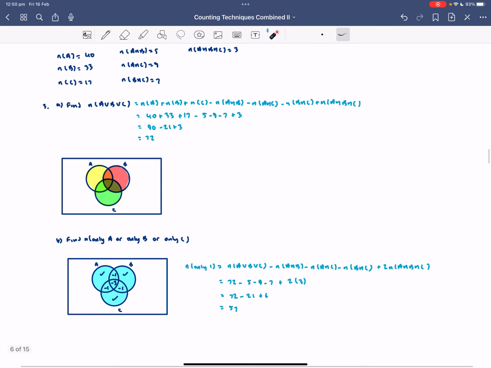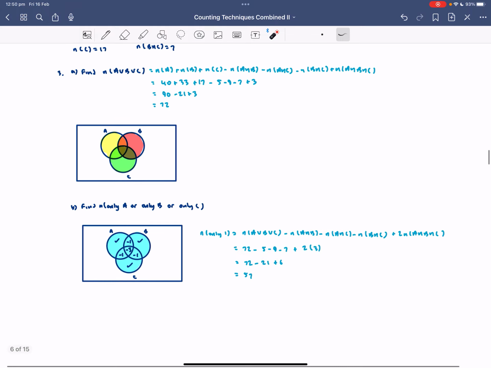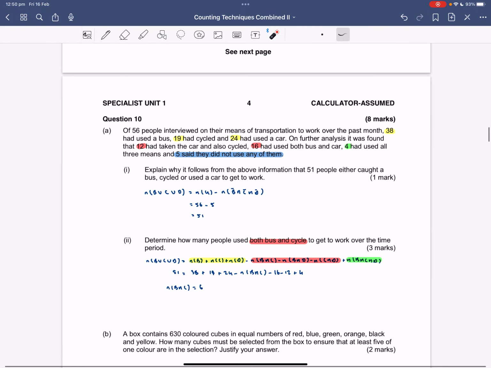So nice question. This is a variation of the inclusion-exclusion principle question for 3 events. So make sure you're aware of it. Make sure you understand how it works.